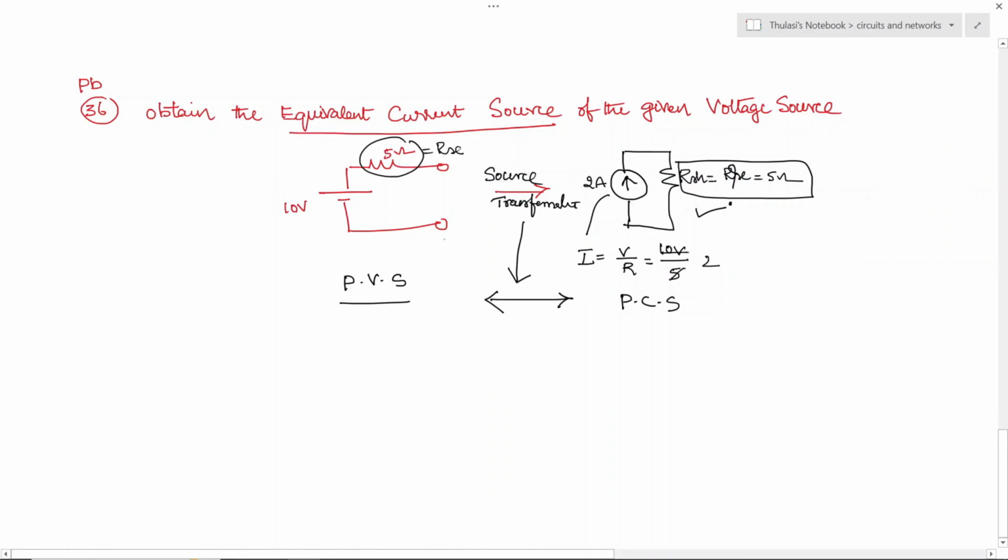Hope you are able to understand the method of solving. So just keep it in mind. Whatever the series resistor is in the series branch, the same resistor will be there in the shunt branch. This is how we convert a given voltage source into a current source.